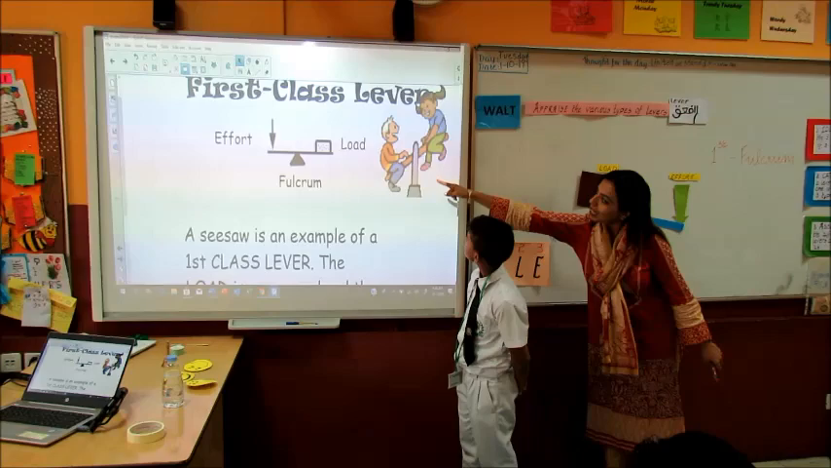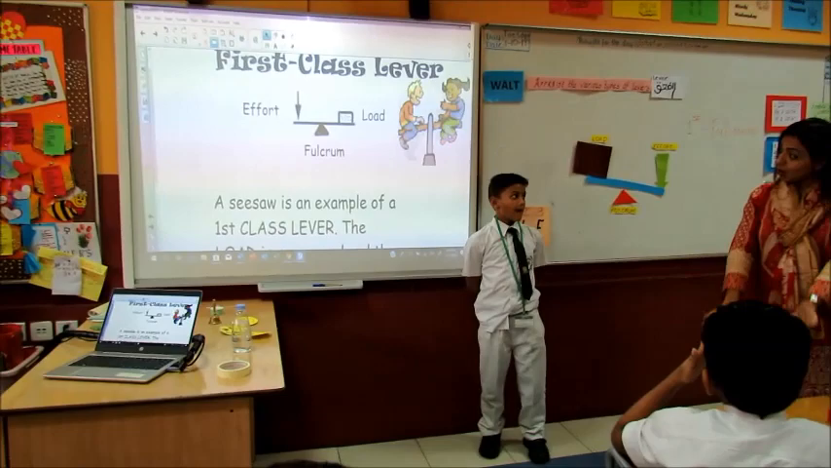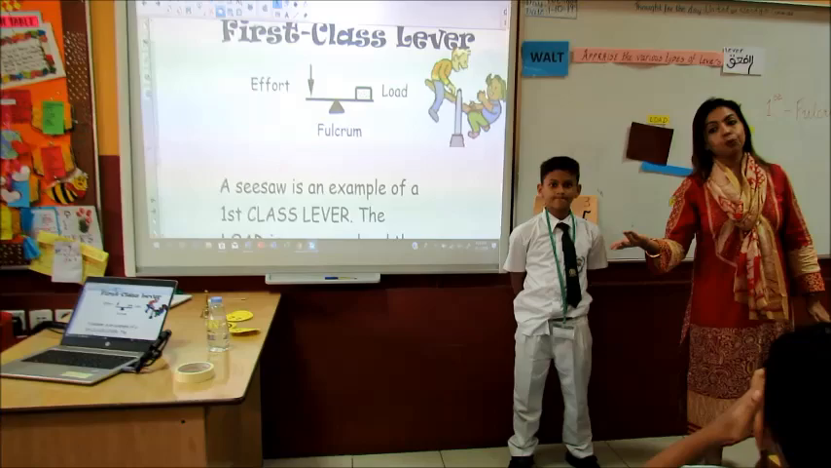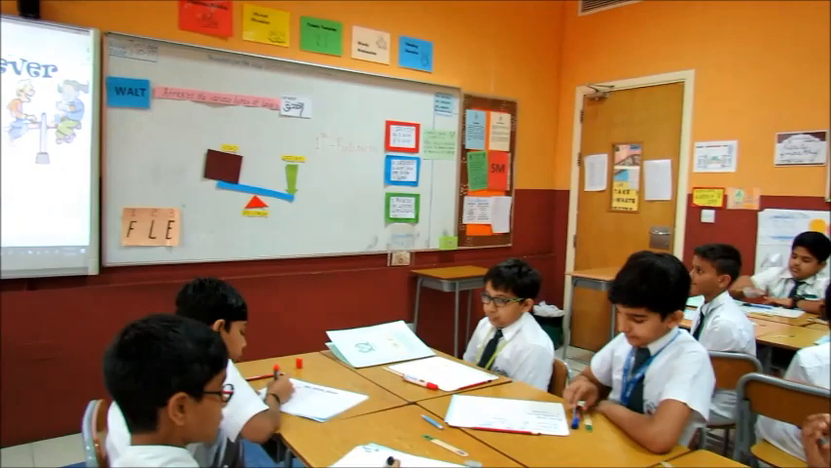When that boy is going down, what is he? Ma'am, is he the effort or the load when he's going down? He's the load, ma'am. Is he the load when he's going down? No, he's the effort. And the one who goes up is going to be the load. So first example, seesaw. What do we conclude? A first class. Seesaw is a first class lever. Please, I hope you're noting it down on your whiteboards.